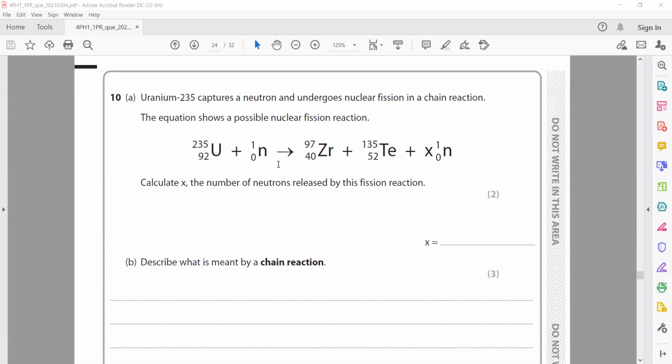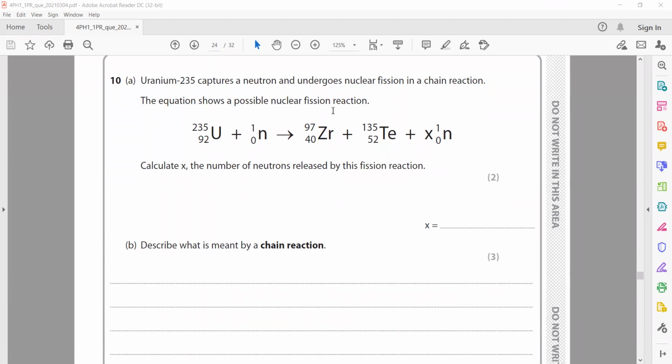Uranium-235 captures a neutron and undergoes fission in a chain reaction. The equation shows a possible nuclear fission reaction. Calculate X, the number of neutrons released. So how many neutrons are released, because the total nucleon number should be the same on the left hand side as well as on the right hand side.